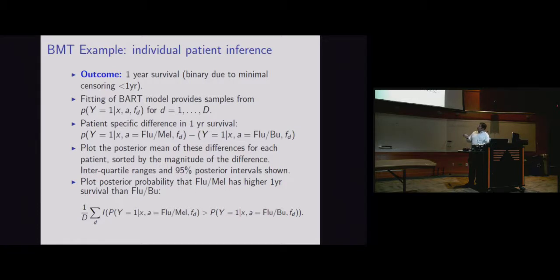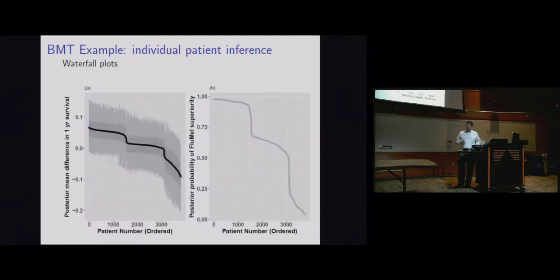So we're averaging across the draws of just an indicator: is the predicted probability for flu-mel for a particular draw bigger than the predicted probability for flu-bu in a particular draw. This is what these figures look like. And so these are individual patient inference, right? Each of the columns refers to a different patient in the data set.